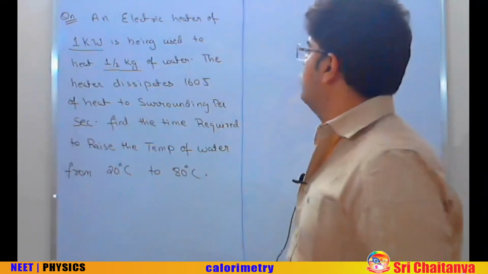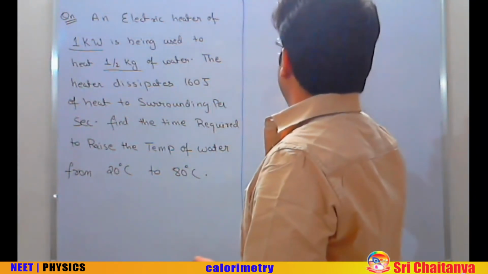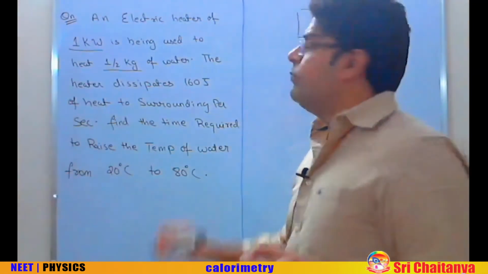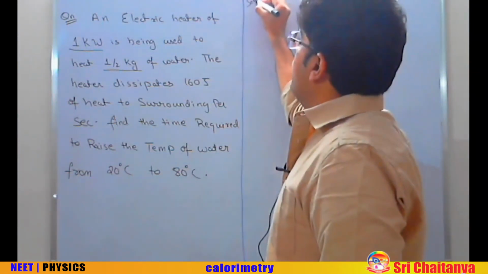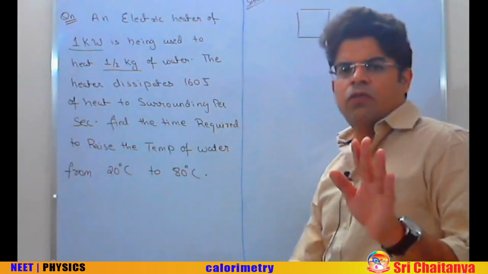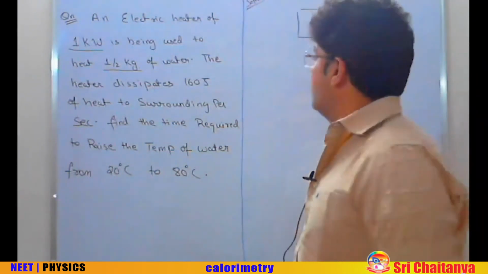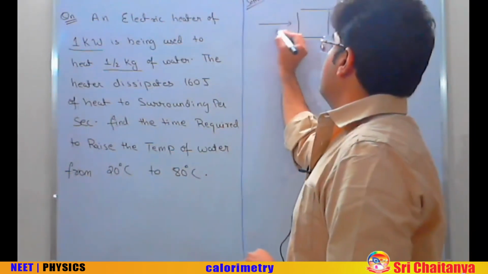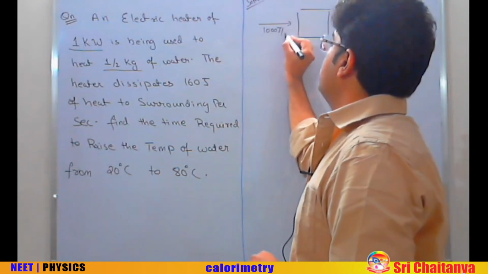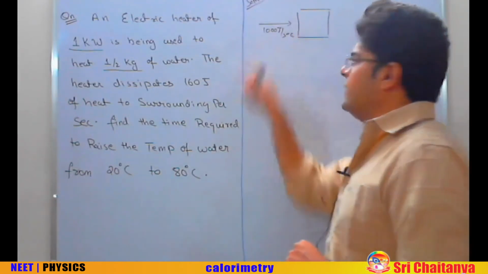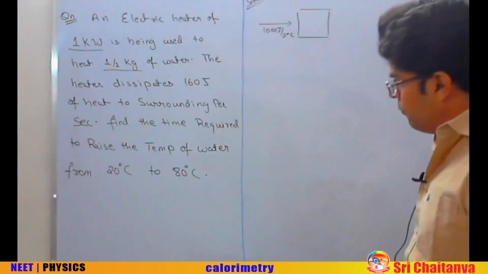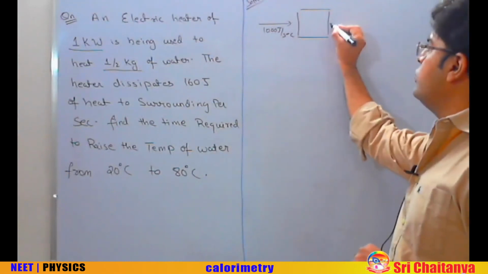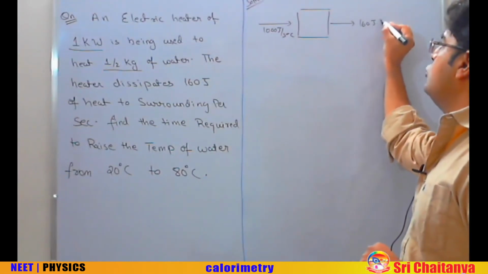So here we have got a heater. The power input of the heater is 1 kilowatt. 1 kilowatt is nothing but 1000 watt. 1000 watt is nothing but 1000 joule per second. So the rate of heat input is 1000 joule per second. This heater also dissipates out 160 joule per second.